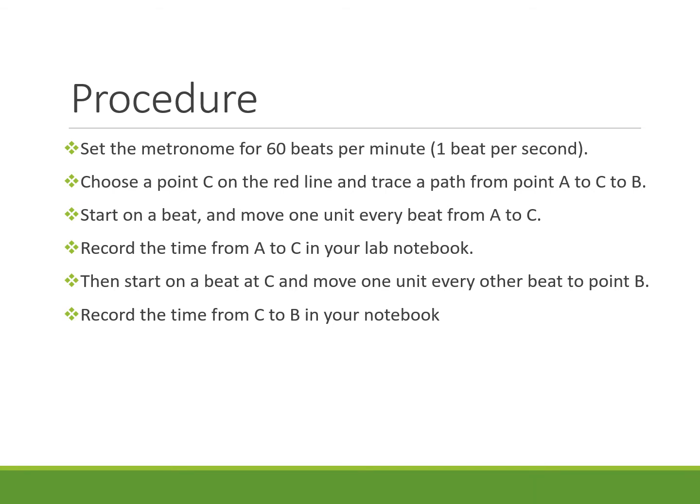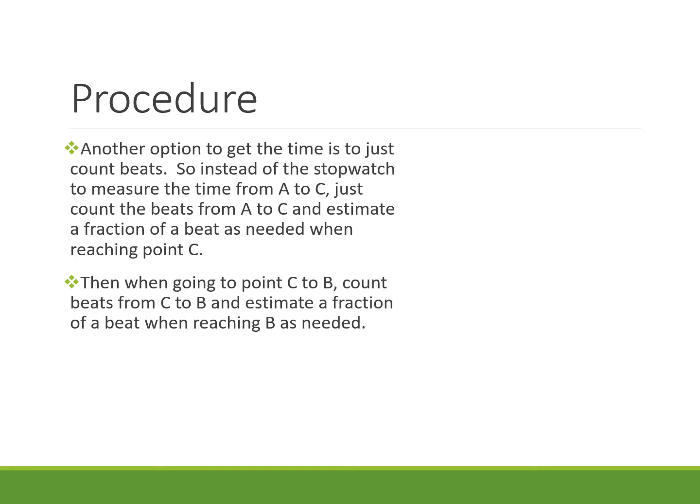Then, starting from C, we'll follow the path to point B, but we'll skip every other beat. So if we start on a beat, we skip the second beat, and then on the next beat, we land on a point on the ruler 1/4 inch along that path to point B. I'll demonstrate this in a moment. So another option to get the time, instead of a stopwatch, is to actually just count the beats, because every beat will be a second.